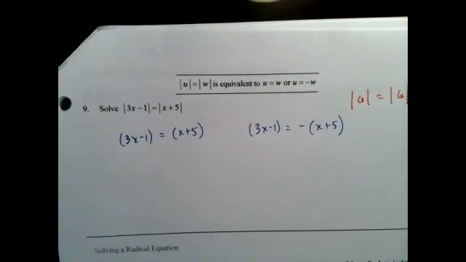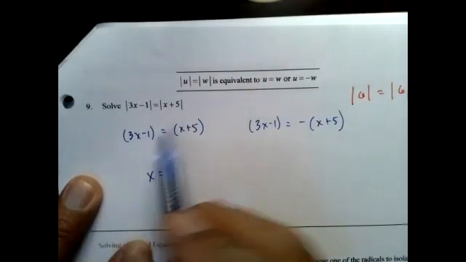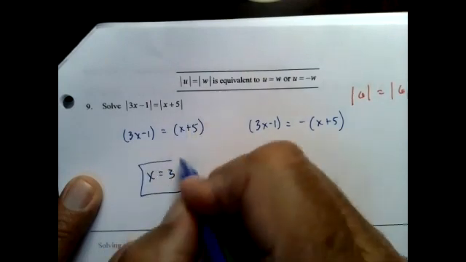Did you get an answer for the left side? X equals 3. X equals 3. 9 minus 1 is 8, and 8. I'll buy that.